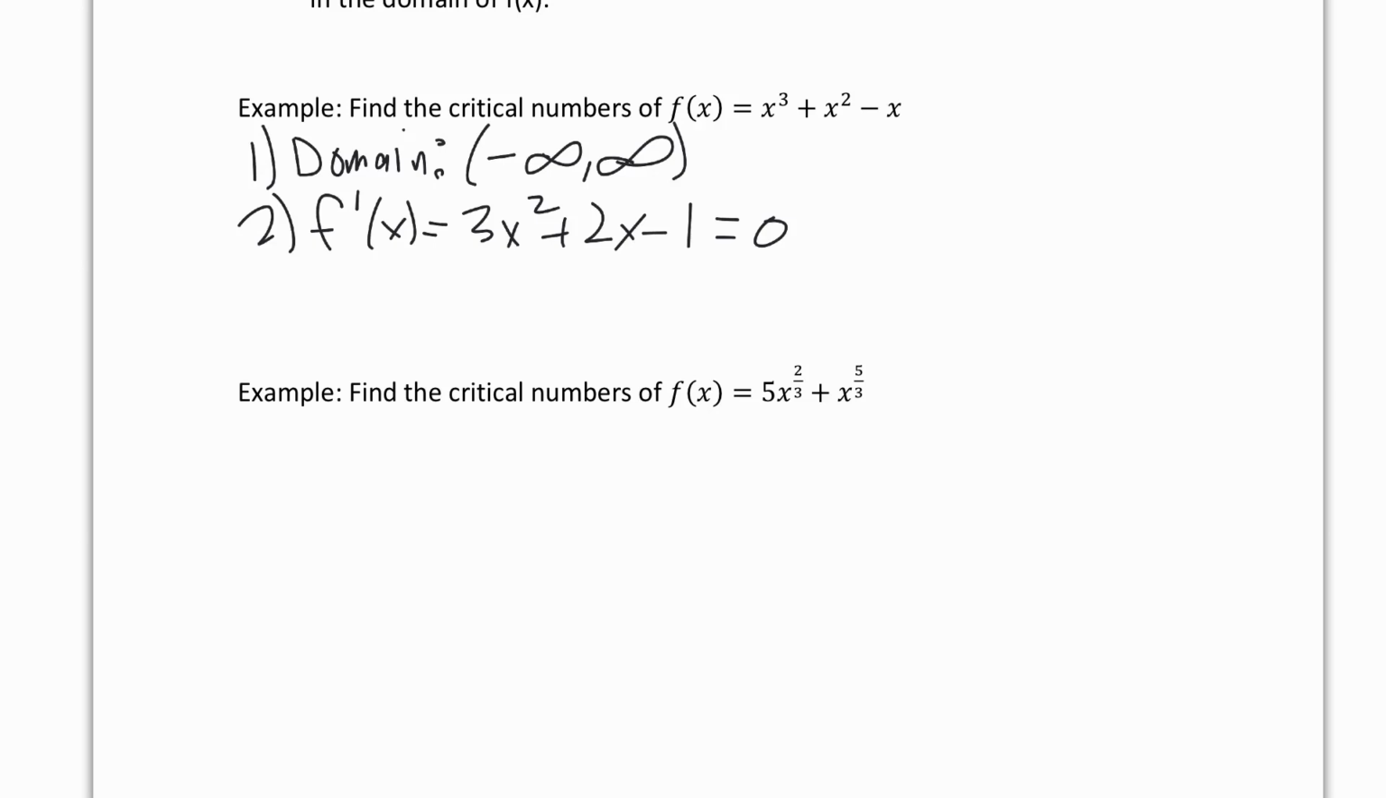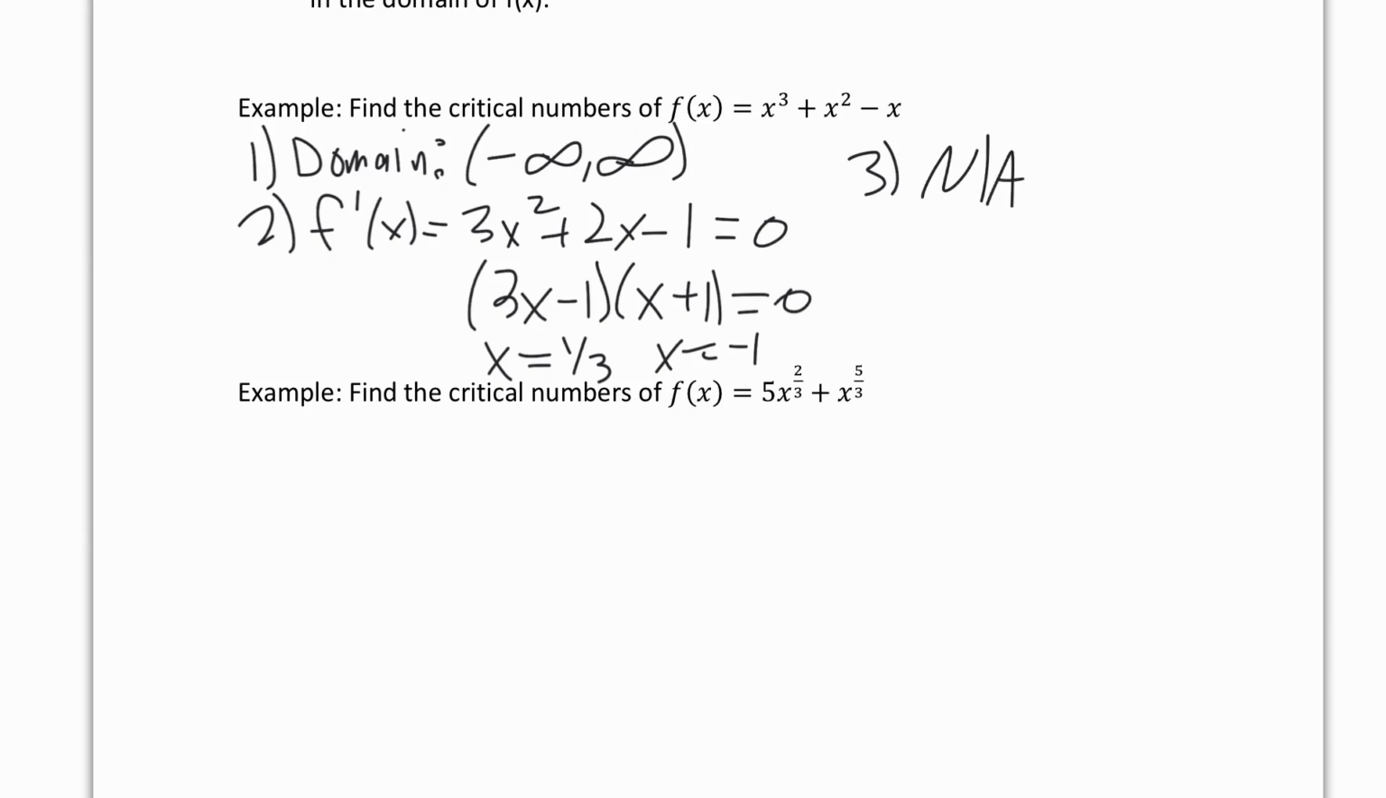So hopefully you came up with something like this. 3x minus 1 and x plus 1. So that tells you that x is equal to 1/3 and x is equal to -1. So both of these will be critical numbers. For step 3, this derivative here is never undefined. There's no 0 in the denominator. There's no roots or anything. There's never any issues there. This is always defined. So step 3 is going to be not applicable.